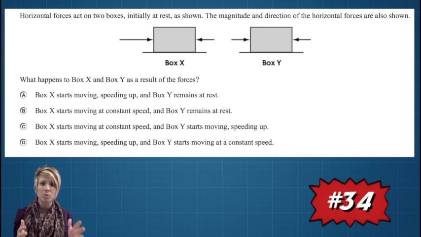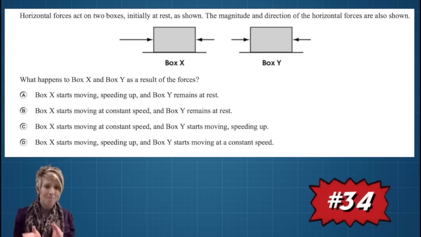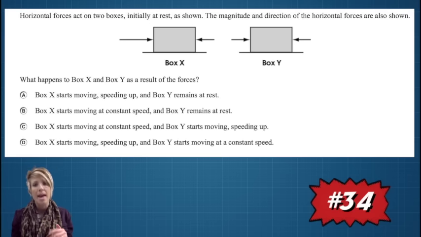So on box X, we can see there's a force being exerted on the left and on the right, both pushes. And the one on the left looks like it's longer. On box Y, there's one being put on the left and the right, and they look like they're about the same length, so it'd be the same magnitude. So what happens to box X and box Y as a result of these forces? Read your options and pick your best answer.